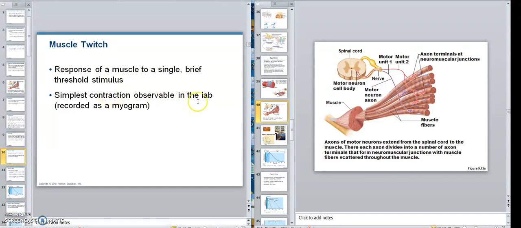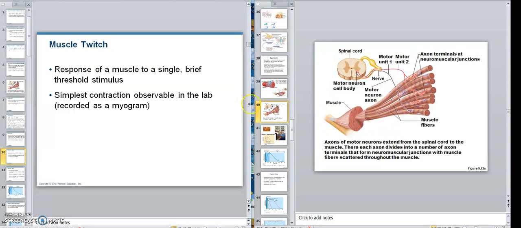Now, we record that on what we call a myogram. The machine is a physiograph, but the recording is a myogram. Anytime you see the suffix gram, G-R-A-M, or graphy, like EKG, that means you're keeping a permanent recording. Say it again: anytime you see this suffix, that means you're keeping a permanent recording. All right, let's see how you do this muscle contraction.